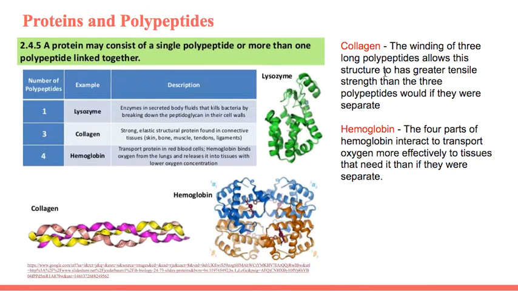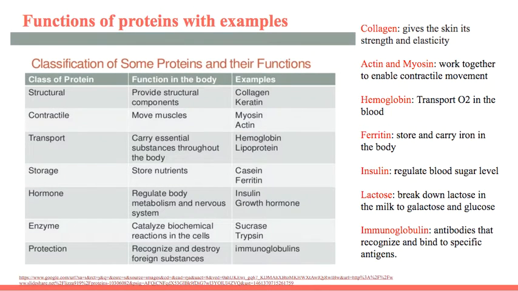For collagen, when they're combined, it gives more tensile strength, and for hemoglobin, it just increases its efficiency to transport oxygen. Then functions of proteins. We all know that proteins have multiple functions, and these are just examples. They're not all classes of proteins. There are more functions of proteins, but I think these are all we need to know.